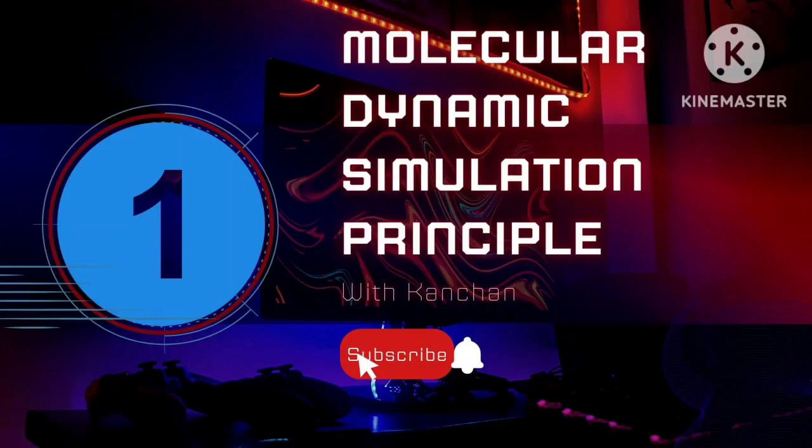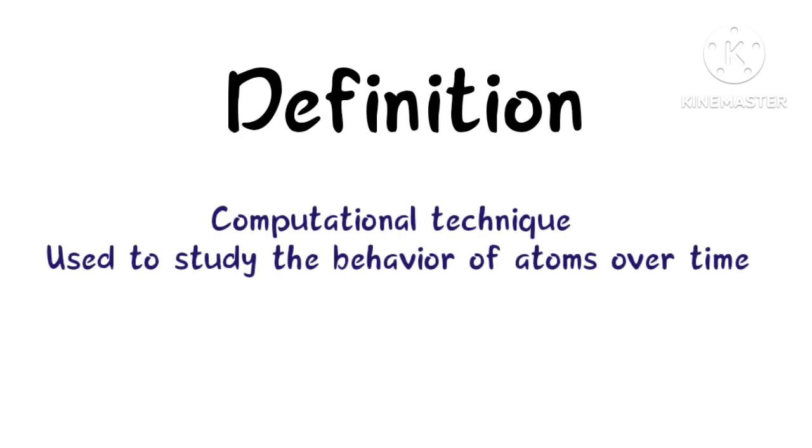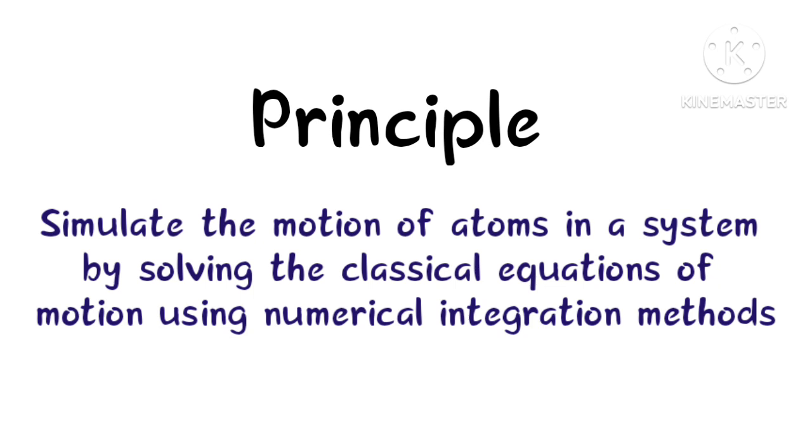It is very important to understand the principle of molecular dynamic simulation. Basically, molecular dynamic simulation is a computational technique used to study the behavior of atoms and molecules over time. The basic principle of molecular dynamic simulation is to simulate the motion of atoms and molecules in a system by solving the classical equations of motion using numerical integration methods.